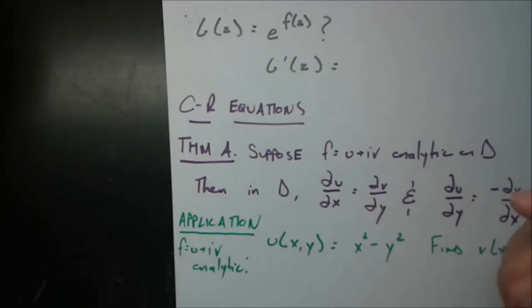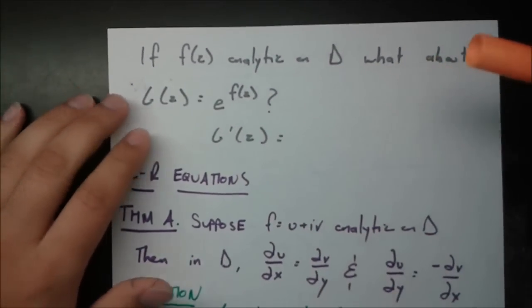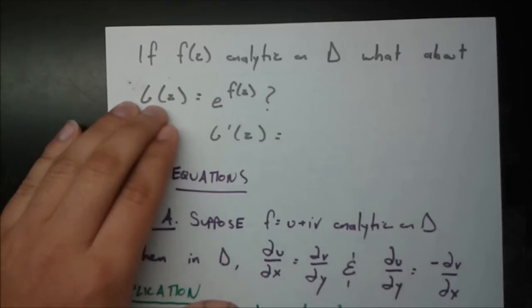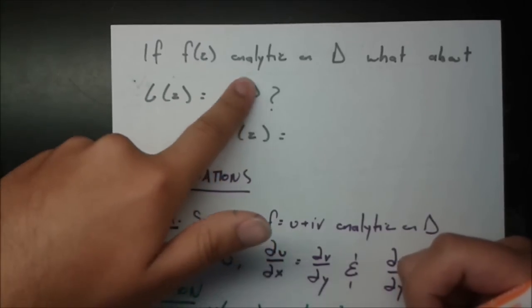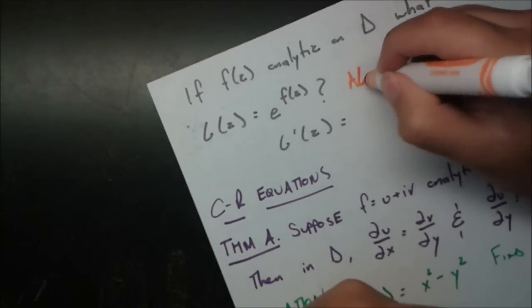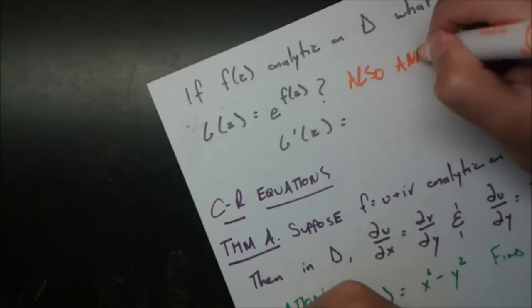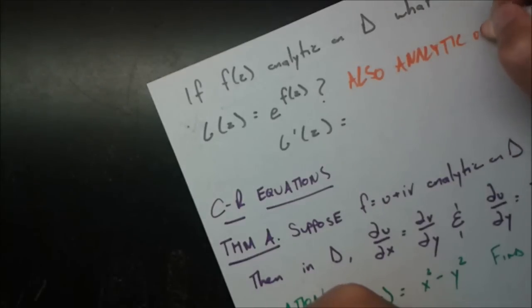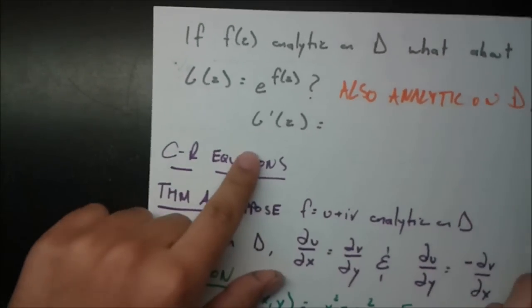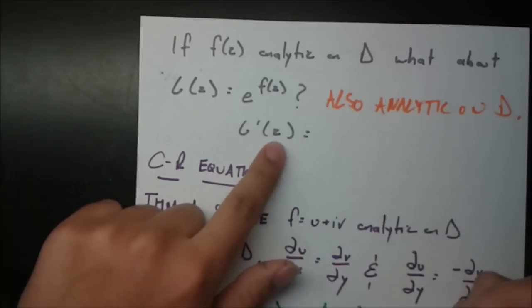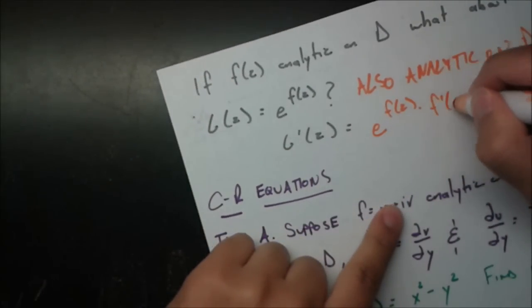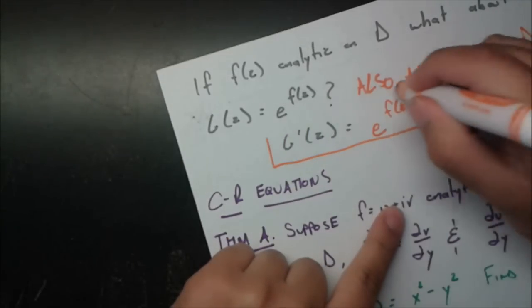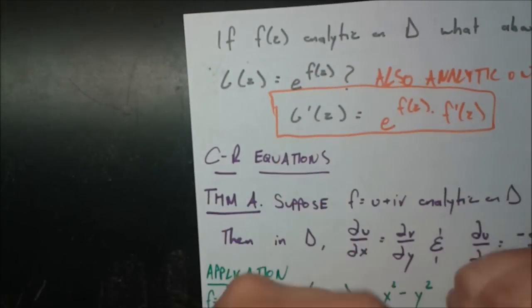Okay? So now just a quick other thing to note. If f of z is analytic on D, what about g of z, and so this is just another function, equals e to the power of f of z? Well, it turns out that is also analytic on D with a derivative what? So we can just apply the chain rule here. So g prime of z, it's going to be e to the f of z times f prime of z. Okay? So I put this here because we're going to be using this in proofs or future videos.